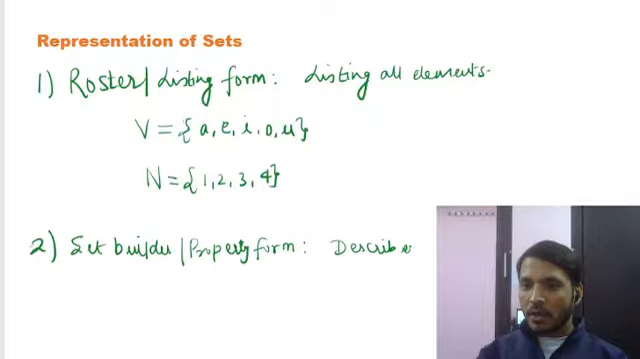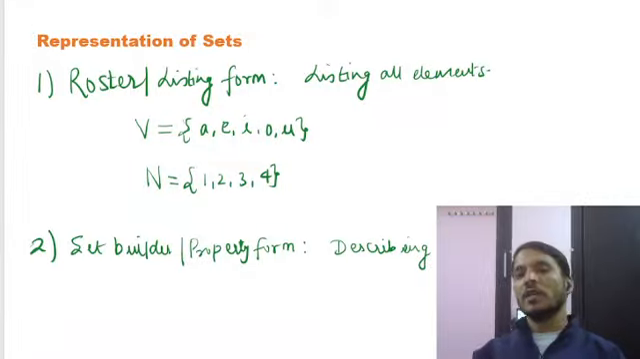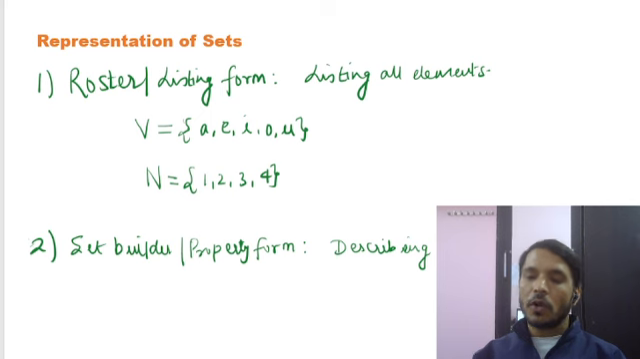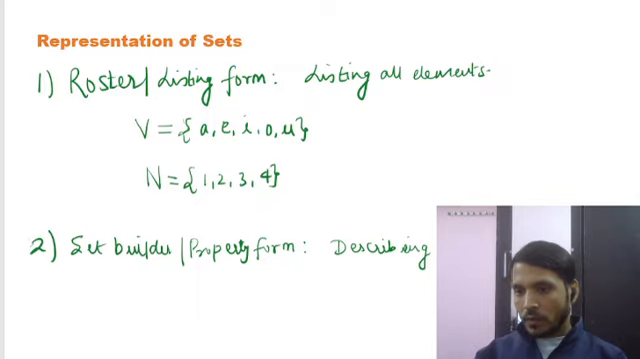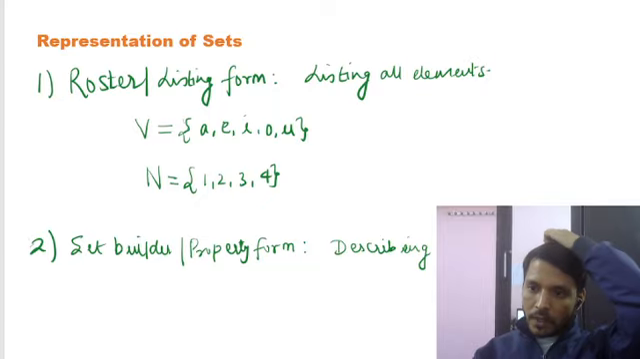Describing the property of each and every element means it will be common, right? All will be vowels, all will be consonants, all will be natural numbers. So there will be some common properties. So we are describing the properties of elements, or we can say the common properties of the elements.